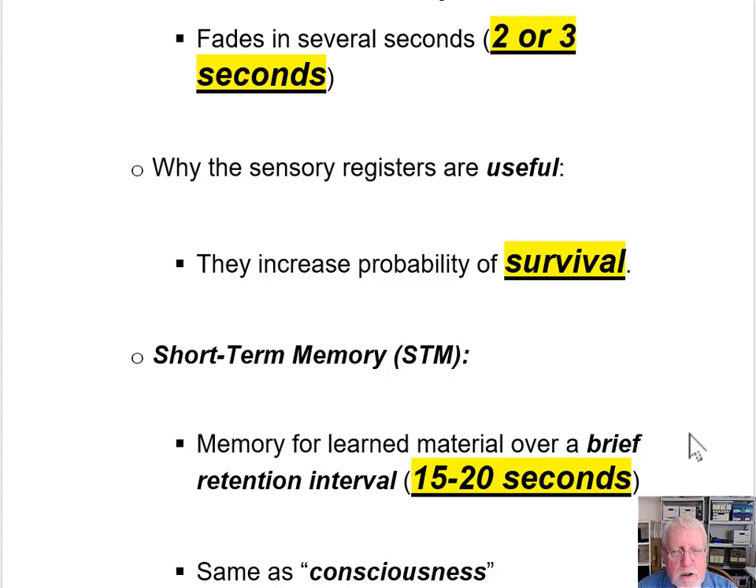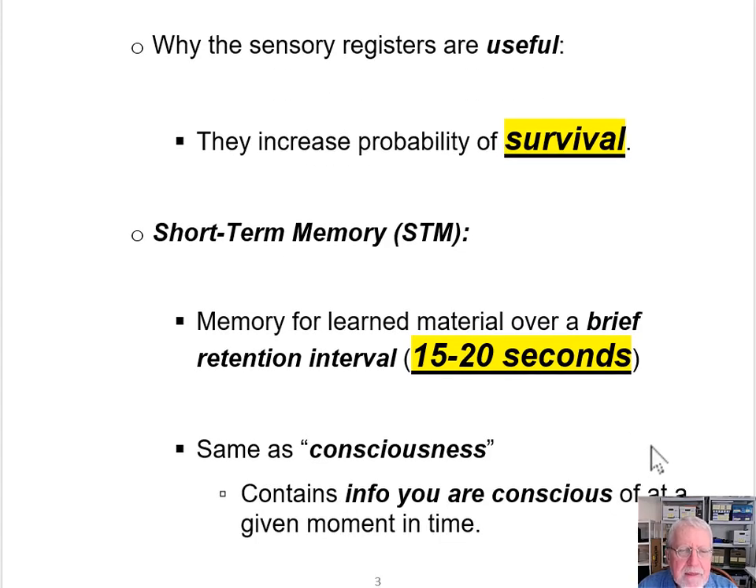What do I mean by brief retention interval? 15 to 20 seconds. Notice information lasts longer in short-term memory than in sensory memory. In short-term memory, it lasts about 15 to 20 seconds. In a minute, we'll see that if information enters your short-term memory, but you don't do something to turn it into a permanent memory, and if you're distracted, not allowed to rehearse the information, that information will disappear from short-term memory, and does so pretty quickly. It disappears in about 15 to 20 seconds. So one way to think about short-term memory is memory for learned material over a brief retention interval of, let's say, 15 to 20 seconds.